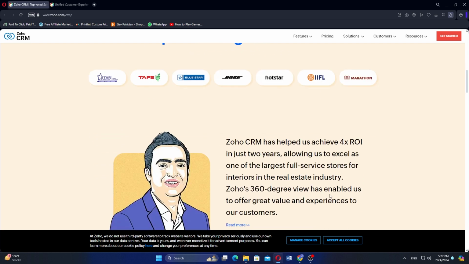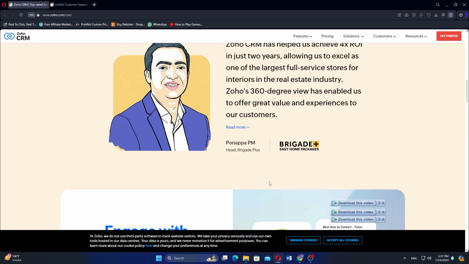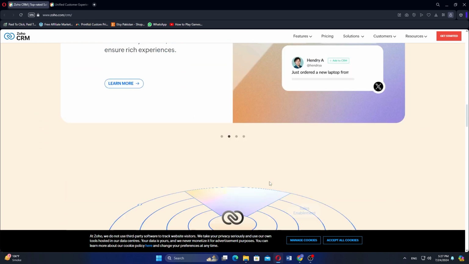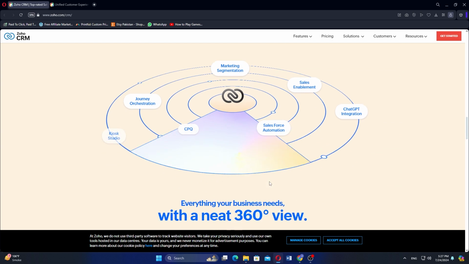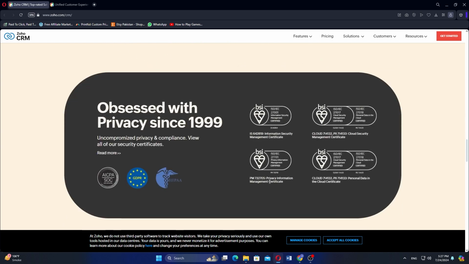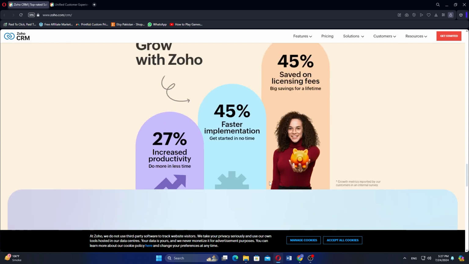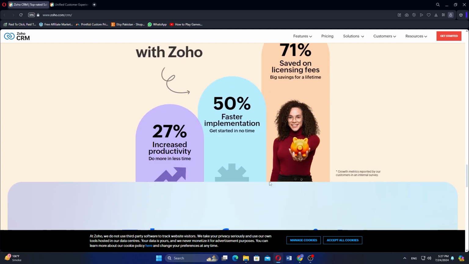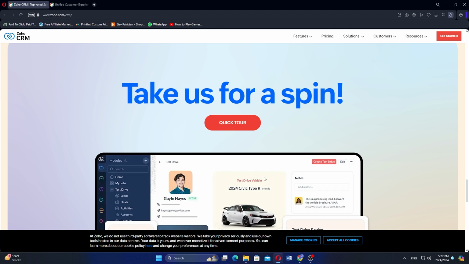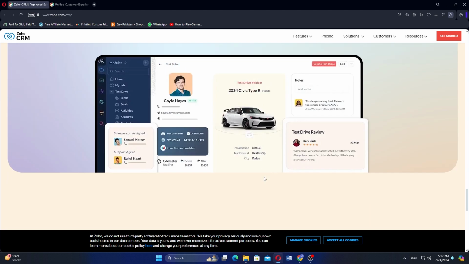Zoho CRM is a comprehensive customer relationship management tool that provides essential features for managing sales, marketing, and customer support. It includes functionalities such as lead and contact management, sales automation, workflow automation, analytics, and reporting. Zoho CRM is suitable for businesses of all sizes looking to streamline their sales process and improve customer relationships.